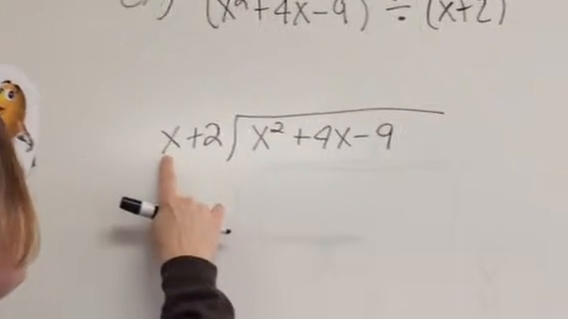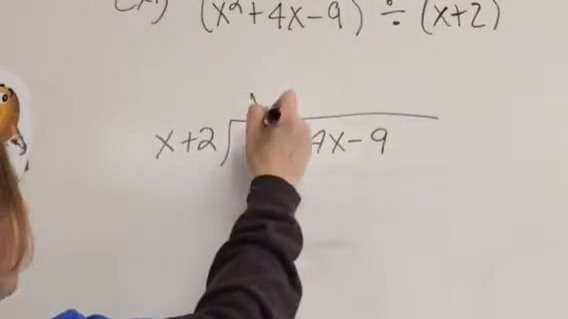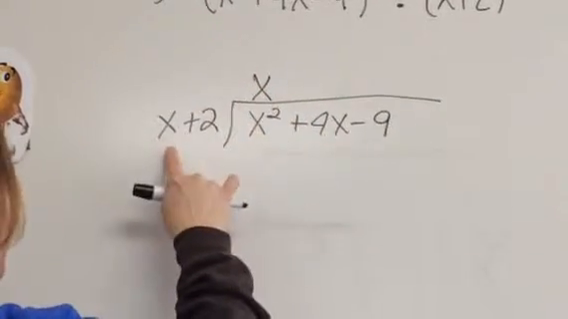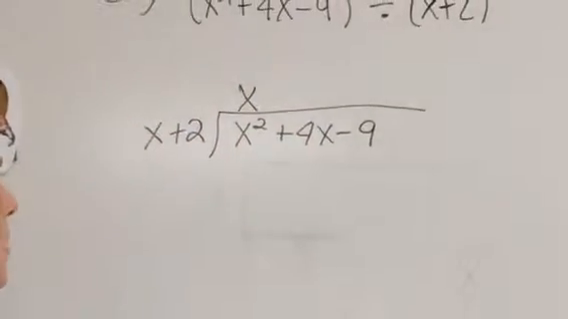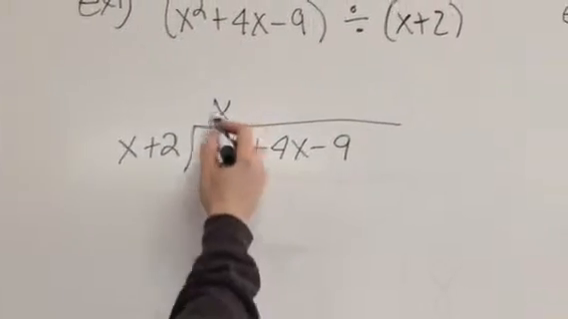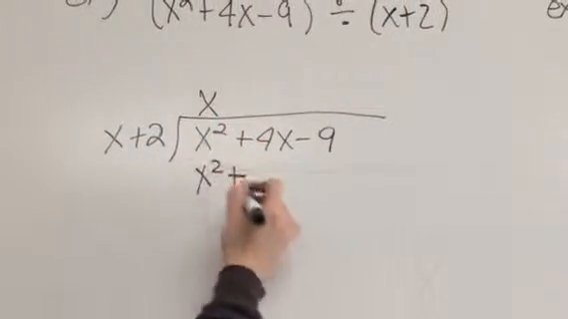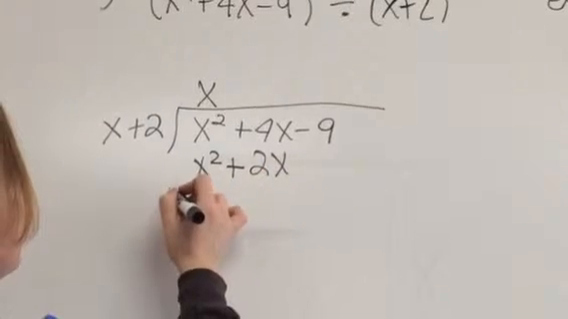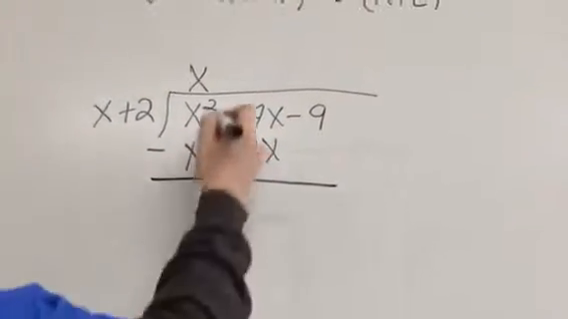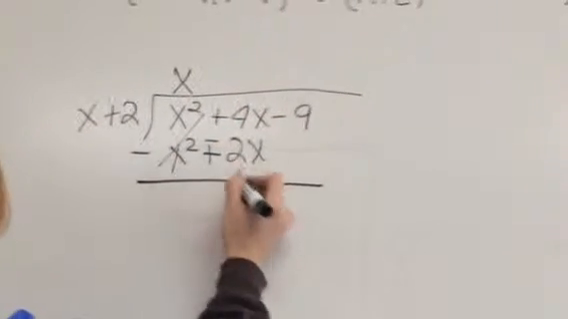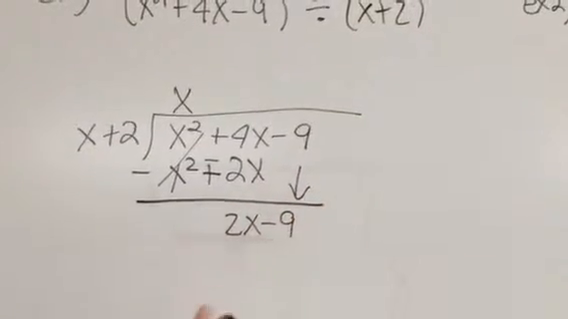And then you go x into x squared. How many x's are in x squared? 1, because when I multiply x by x, I'm going to get x squared. So now you have to distribute the x just like you would if you were doing long division. X times x is x squared. The sign is plus, and then x times 2 is 2x. But then you subtract, so you have to change the signs of everything. That cancels, and 4x minus 2x is 2x. You bring down the negative 9.